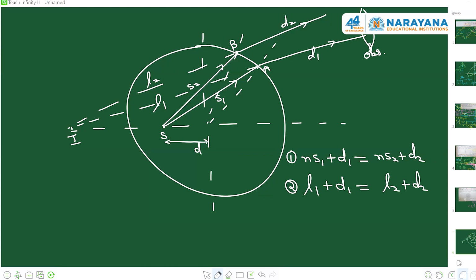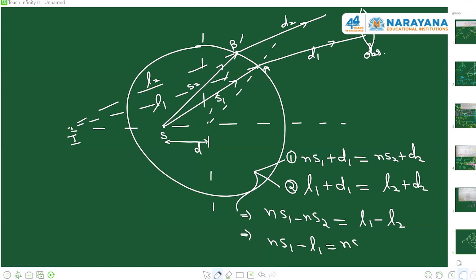And from these two equations, if I eliminate the D1 and D2 terms, you get nS1 minus nS2 is equal to D2 minus D1, which is L1 minus L2. So practically, it seems like nS1 minus L1 is equal to nS2 minus L2. nS1 minus L1 is equal to nS2 minus L2.